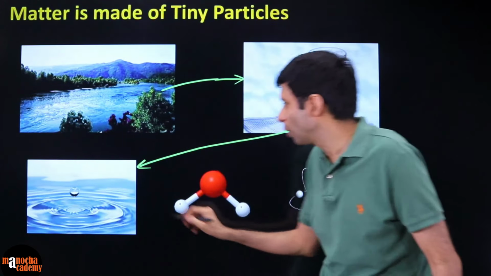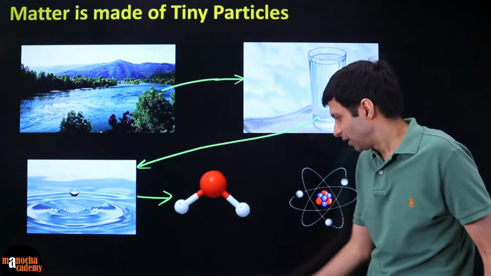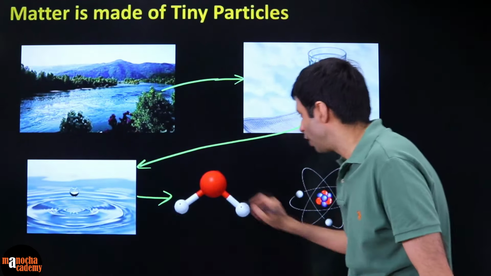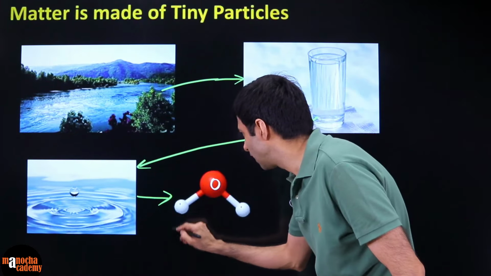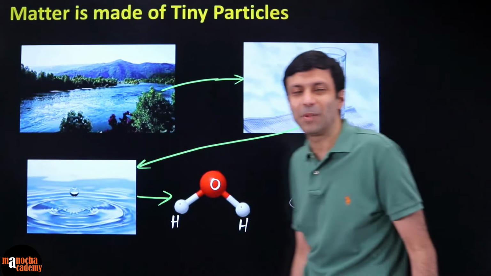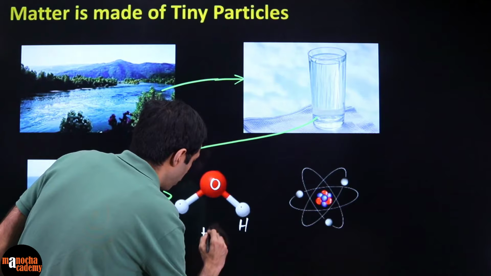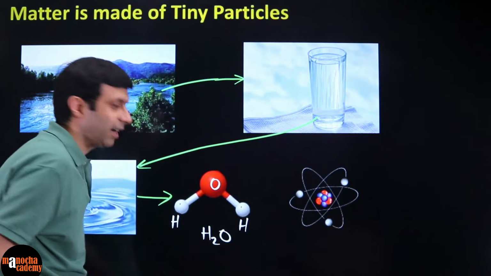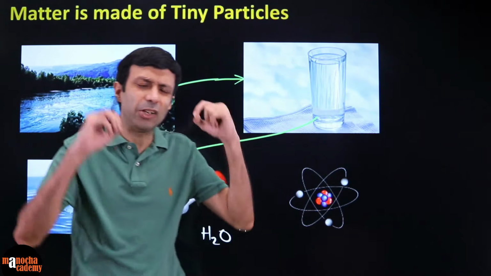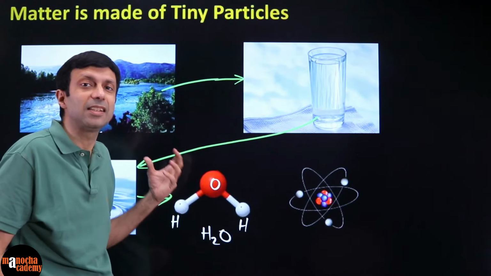When we go into smaller particles, finally, what do you see over here in this picture? If this is oxygen and these are hydrogen atoms, what do we have here? This is nothing but an H2O molecule. Fantastic. We have a water molecule here. The scientists said that you can subdivide matter into tiny particles, and this still has all the properties. It is still water.